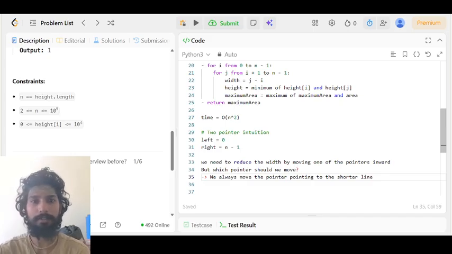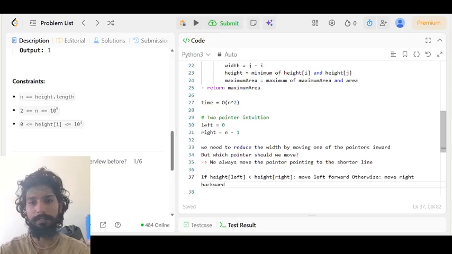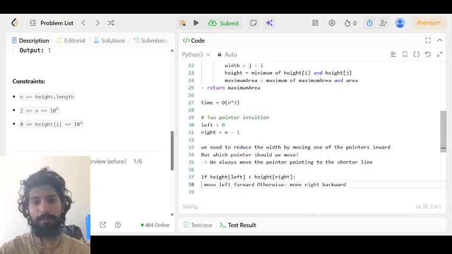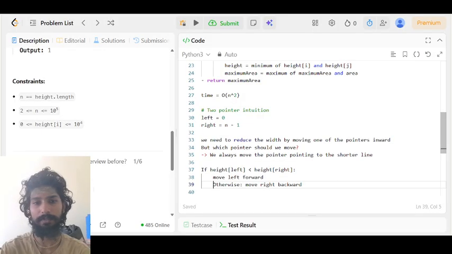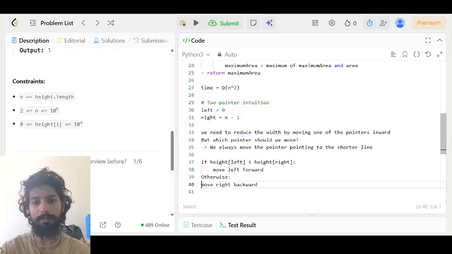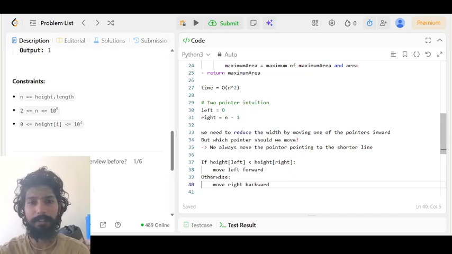So if height of left is less than height of right, we move left forward. Otherwise, we move right backward. At every step, we calculate the current area and update our answer. So let us write the pseudocode.